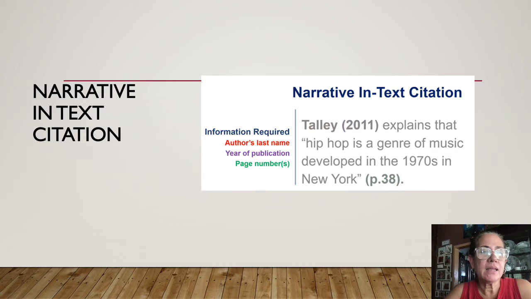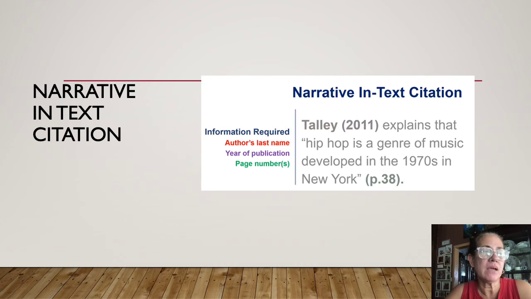If you are taking that information and starting your in-text citation with the author's name, you put the author's last name, you enclose the date of publication in parentheses. For example here, Tally explains that. So you have the author explaining something, or you could say, according to Tally, same thing. And then you have your direct quote, and then at the end, you have the page number. And again, the period is outside of the last parentheses. Okay? So that's how narrative is different.